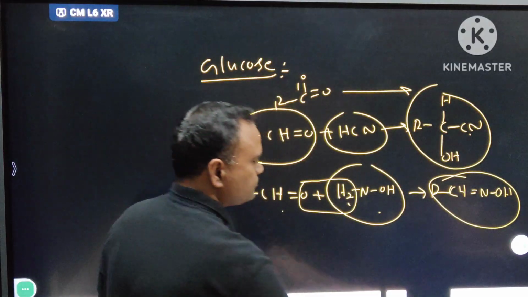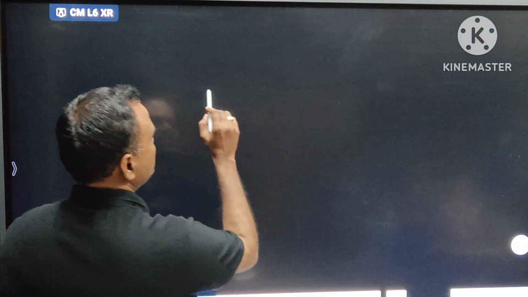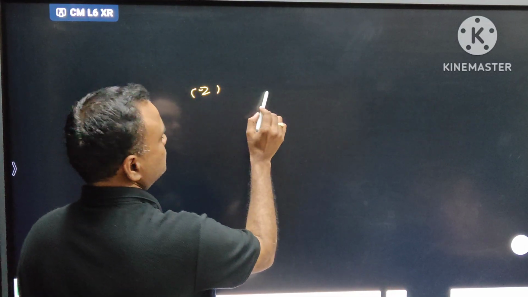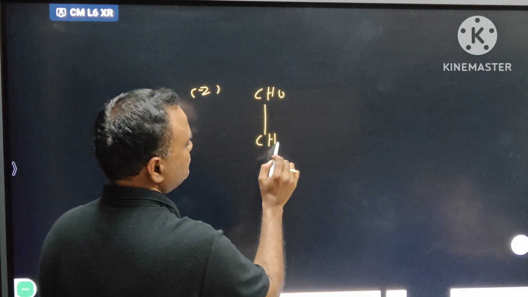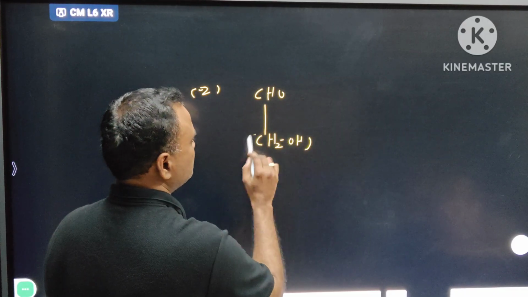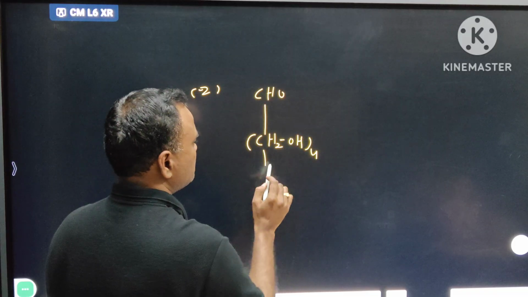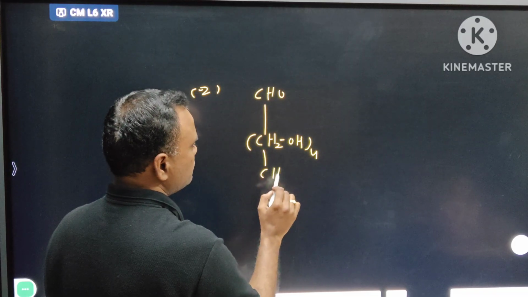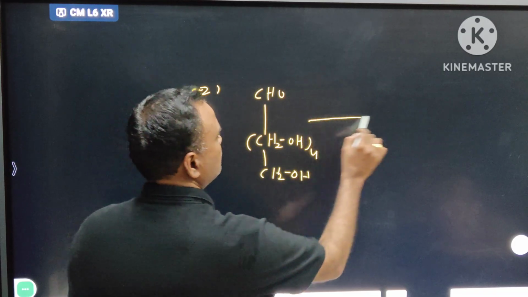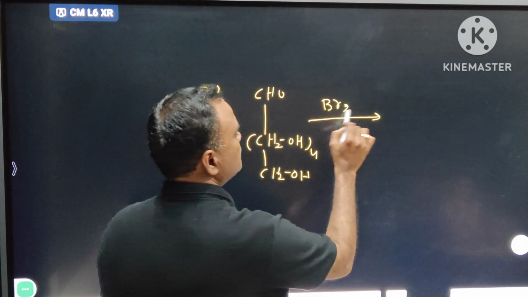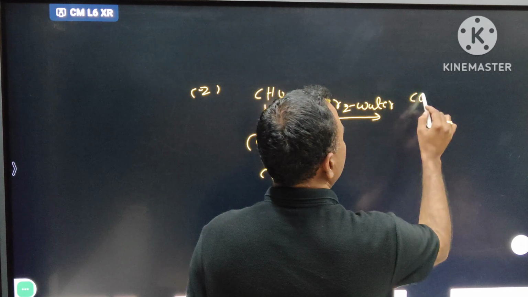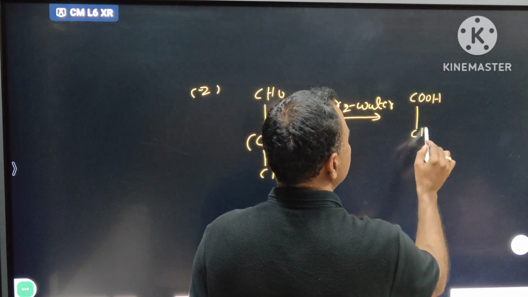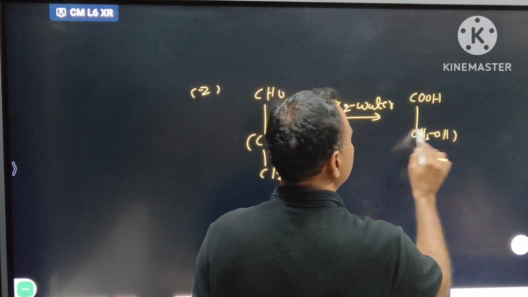Next, second test. I am taking a shortcut structure for the glucose. Glucose when treated with bromine water, gluconic acid is produced. Gluconic acid.